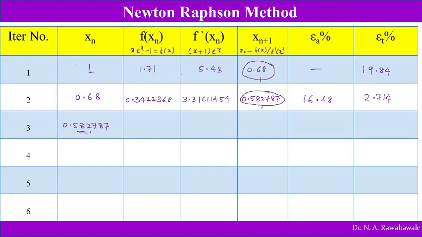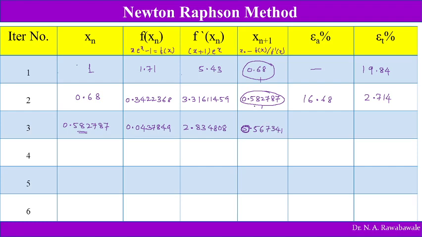So on substituting this revised approximation in this function x e to the power of x minus 1, it results as 0.0437849, and on substitution of this in this derivative we get 2.834808, and on substitution of all three in this equation, x naught minus f of x divided by f dash of x naught, for the revised approximation we get 0.567341.